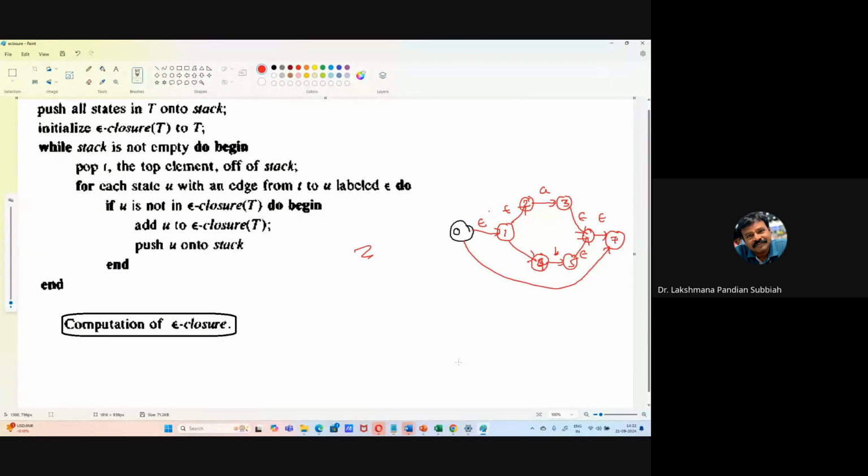Okay. Is it visible, Rangarajan? Rangarajan? It's visible, sir. It's still visible. The diagram is also visible, right? Yeah, sir. Now you are going to start with the epsilon closure of 0.